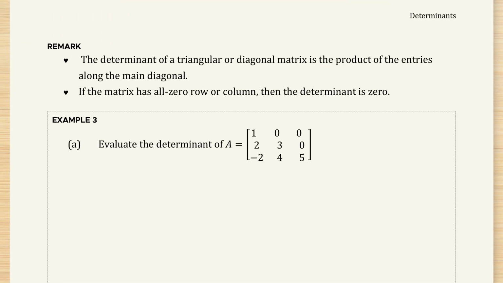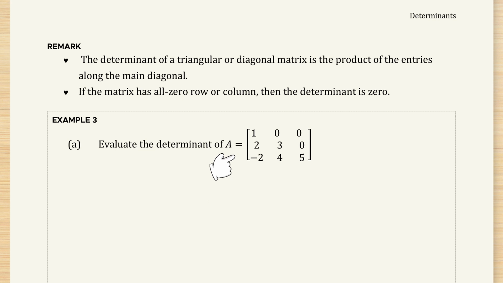There are some shortcuts that we can take for calculating determinants. If we have a matrix that is triangular or diagonal, then to get the determinant, we just multiply all the entries along the main diagonal. If the matrix has a column or row that's all zeros, then the determinant is automatically 0.